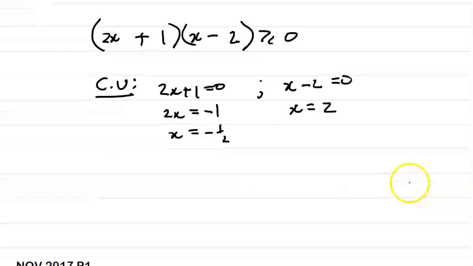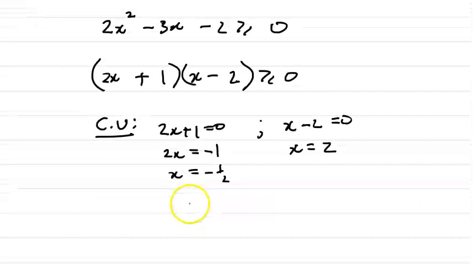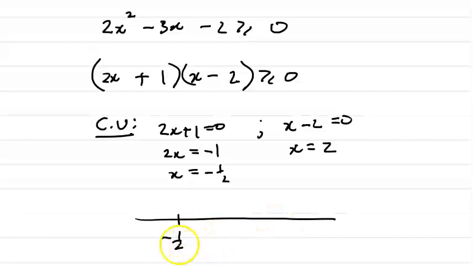Now that you've got your critical values, once again, remember what we do. You draw the number line, and minus half comes before 2. So that'll be negative half there, and then you'll put 2. So negative half and 2.